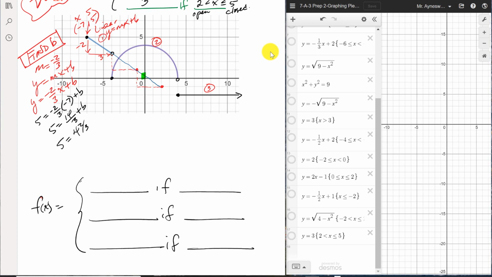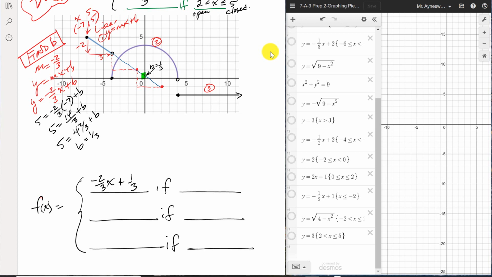So 5 is 4 2/3 plus something. So what would you add to 4 2/3 to get to 5? And the obvious answer is 1/3, okay? So b is 1/3. So now I know the linear function. This right here, that is 1/3. So my function looks like negative 2/3 x plus 1/3 on a specific domain.